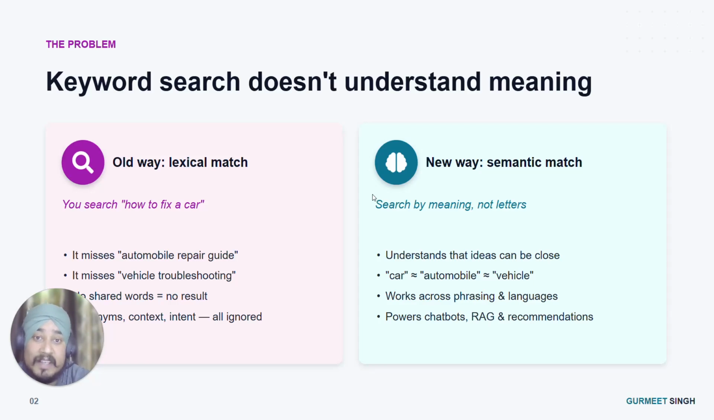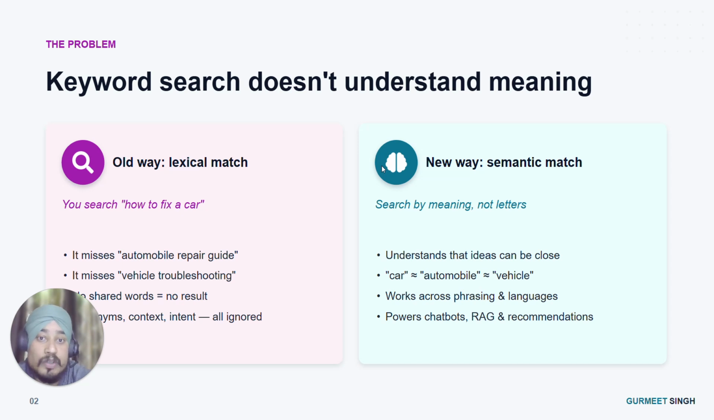To understand why vector databases exist, we first have to understand what they fix. For decades, search worked by matching keywords. You type some words, the system looks for documents containing those exact words. Simple, and for a long time, good enough. But keyword search has a blind spot. It doesn't understand meaning. Say you search how to fix a car, a keyword system will completely miss a perfect article titled Automobile Repair Guide or another one called Vehicle Troubleshooting. Why? No shared words, so no result. Synonyms, context, intent, all of it is invisible to lexical matching.